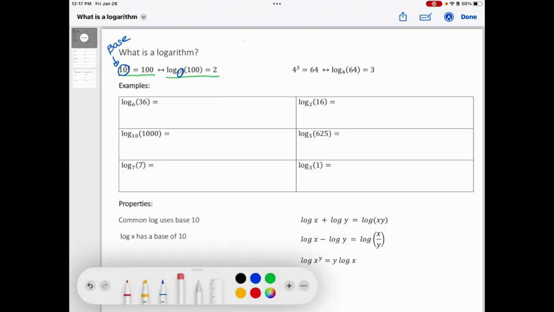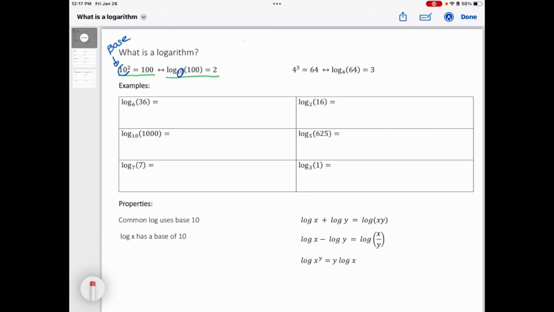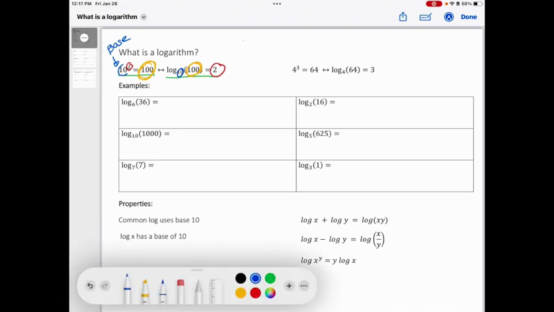The exponent, which I covered up a little bit with my writing, let me erase it. The exponent is going to be your answer when we're writing it in logarithmic form. And then the answer, when we're looking at it in exponential form, is what's going to go inside the parentheses when you're taking the log of something. So I would say that 10 squared is equal to 100 is equivalent to log base 10 of 100 is equal to 2.